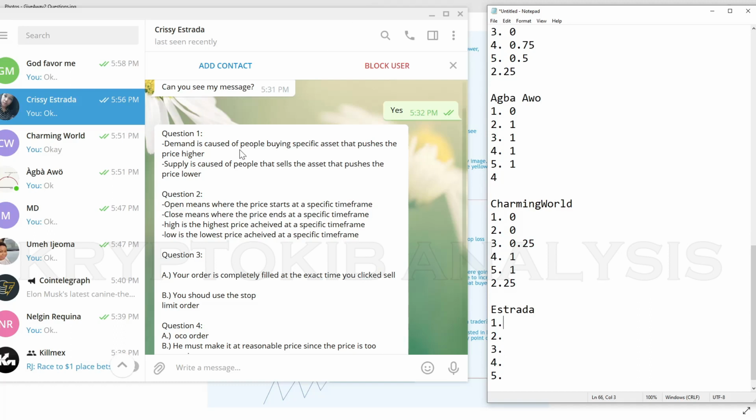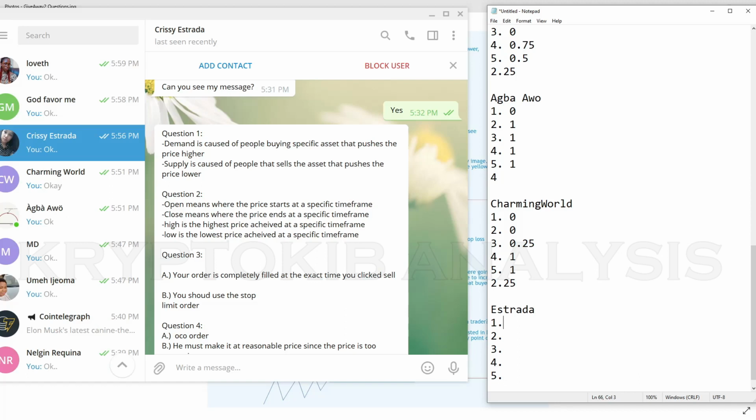Okay, question one: demand is the cause of people buying a specific asset, which pushes the price higher. Supply is caused by people selling the asset, which pushes the price lower. How do you see this? So what should we do? A: buying and selling. Okay, so let's give her that.